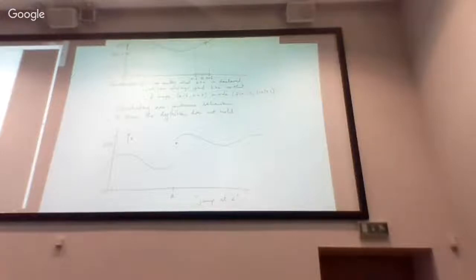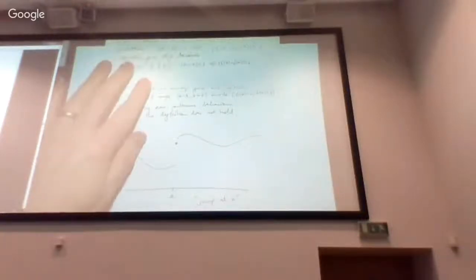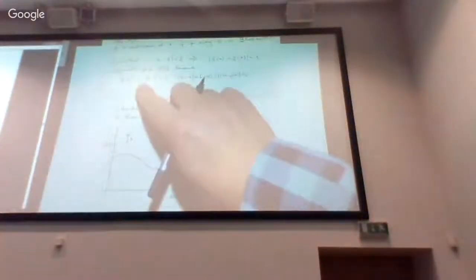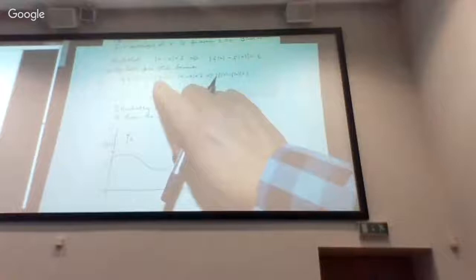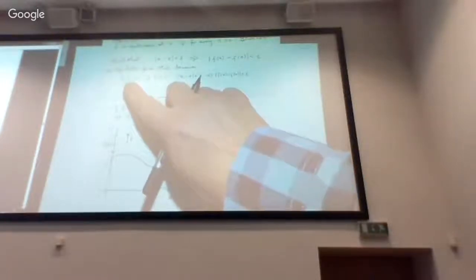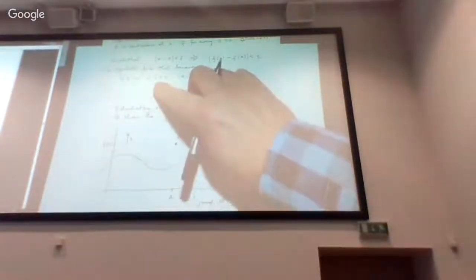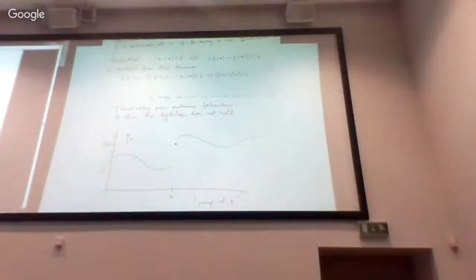Now, does there exist a delta that satisfies the definition? What does the delta have to satisfy? Some delta is supposed to exist for every epsilon. So there's an epsilon. Does there exist a delta such that whenever the distance between x and a is less than delta, that implies the distance from f of x to f of a is less than epsilon?